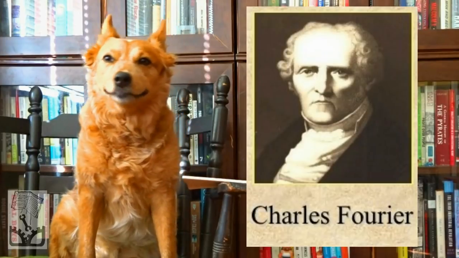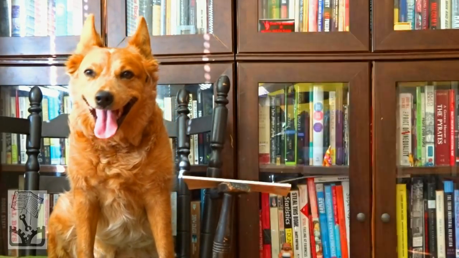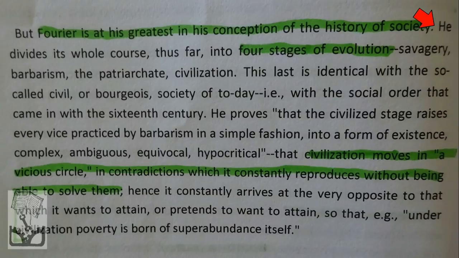For Charles Fourier, Engels looks at his History of Society. He divides its whole course thus far into four stages of evolution: savagery, barbarism, the patriarchate, and civilization. Civilization moves in a vicious cycle, in contradictions which it constantly reproduces without being able to solve them. Hence, it constantly arrives at the very opposite to that which it wants to attain, or pretends to want to attain. So that, for example, under civilization, poverty is born of superabundance itself.